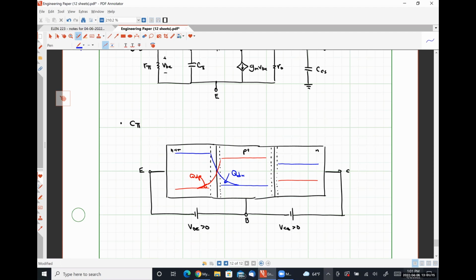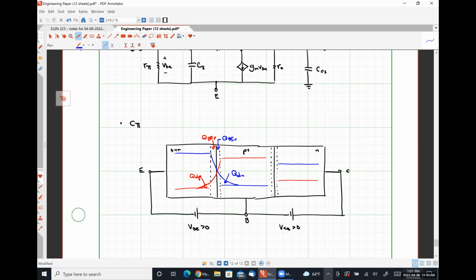In addition, we have a layer of storage charge. I'm going to call QBEP here, and a layer of stored charge here, which I'm going to call QBEN. So we have injected minority carriers on both sides of the junctions, so that's a charge storage mechanism. And then we also have a layer of stored charge representing our junction capacitance. Okay.